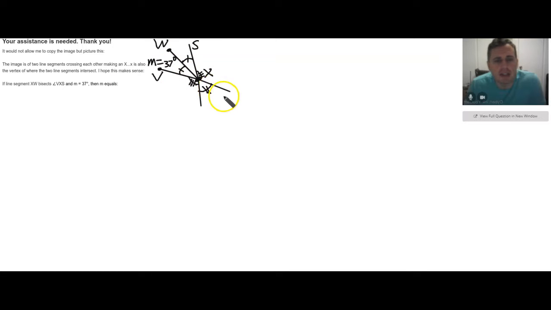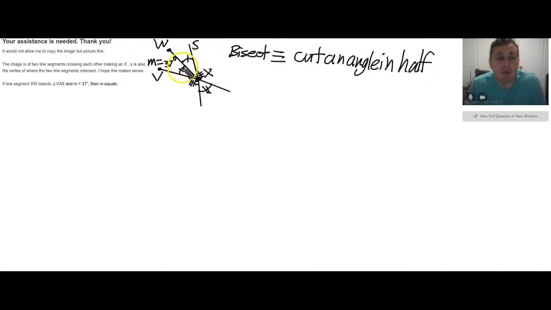If I try to draw two line segments that cross in an X, let's assume the point that they intersect is the point X, and then XW here is going to bisect. Now the term bisect means to cut an angle in half. So when we cut an angle in half, then we have two identical angles here. So if this is 37 degrees, notice that the symbol I've used is an angle with a single hash, then this should also be 37 degrees. So that is line segment XW bisecting this angle VXS. I think that's what's indicated.